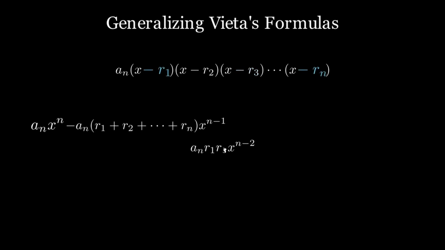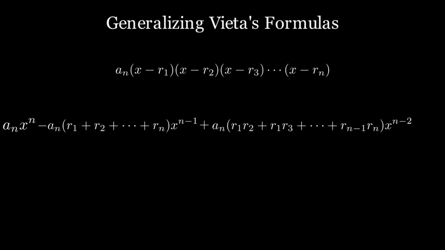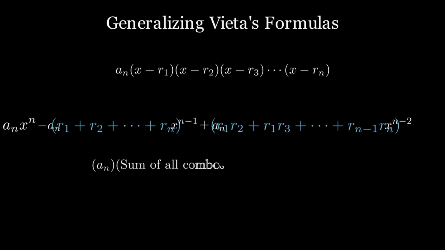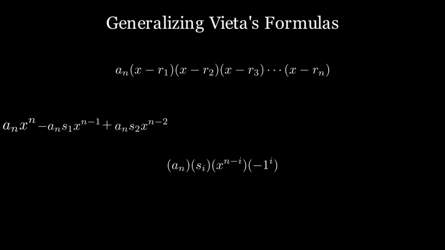You could do this for every possible pair of roots, which would give you a sub n times the sum of every pair of roots times x to the n minus 2. You may see where this is going. If you choose, say, i roots, you get a sub n times the sum of every possible combination of i roots times x to the n minus i, since that's how many x terms are left, and finally multiplied by negative 1 to the i to account for the fact that every root term is negative. For notation's sake, we'll write these sums as s sub i, where i is how many terms are added at a time. We can use this to get our final expansion.